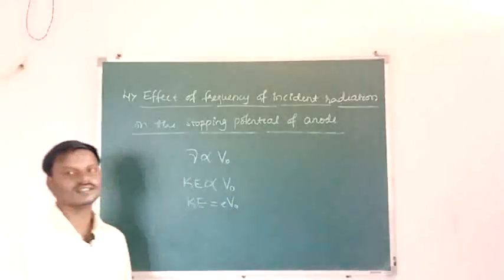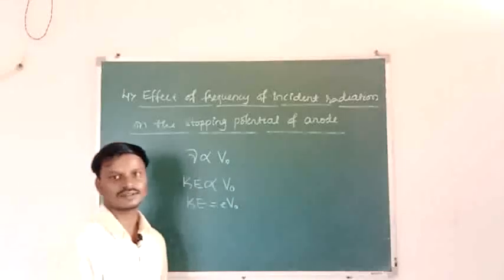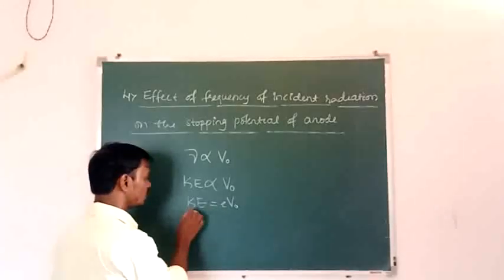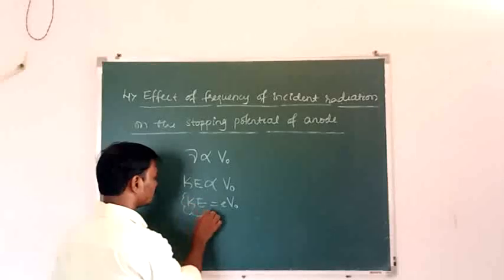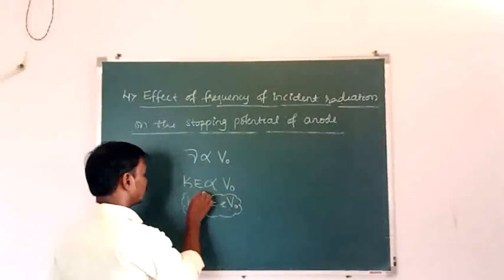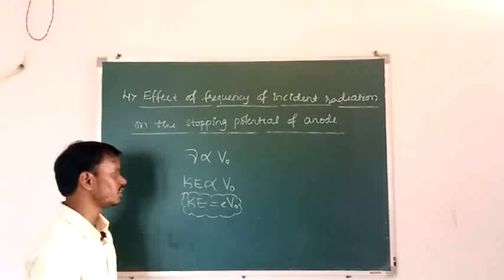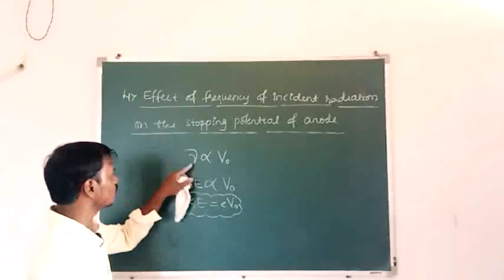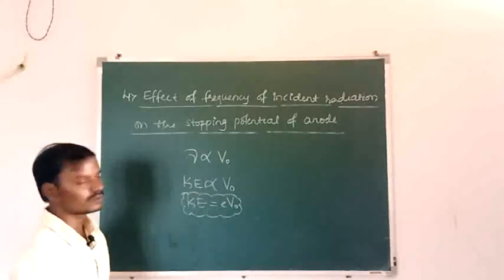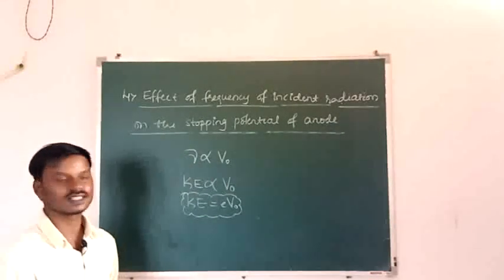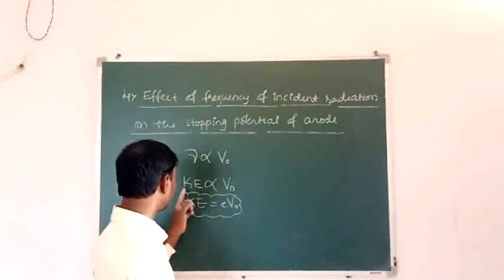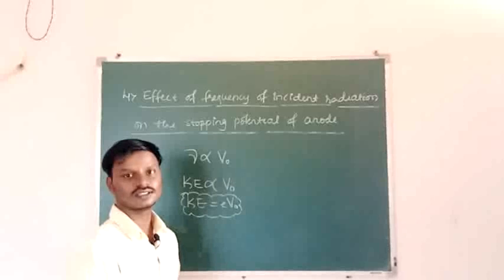What is e here? e is nothing but the charge on the electron. Then it is the formula for the relation between the kinetic energy of the ejected electron and the stopping potential, and how the stopping potential is related directly to frequency. See here, as the frequency of incident radiation increases, the kinetic energy of the ejected electron increases.